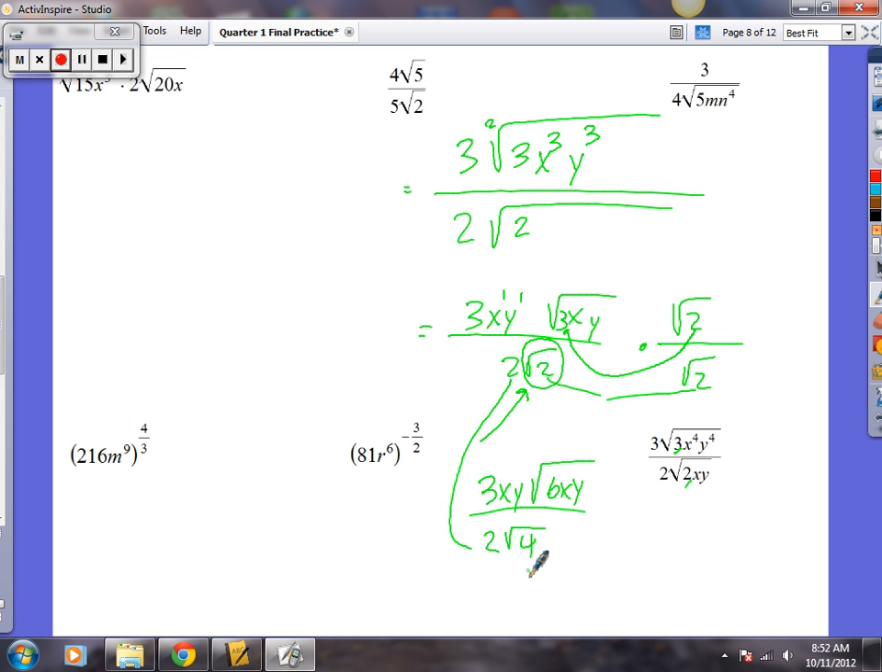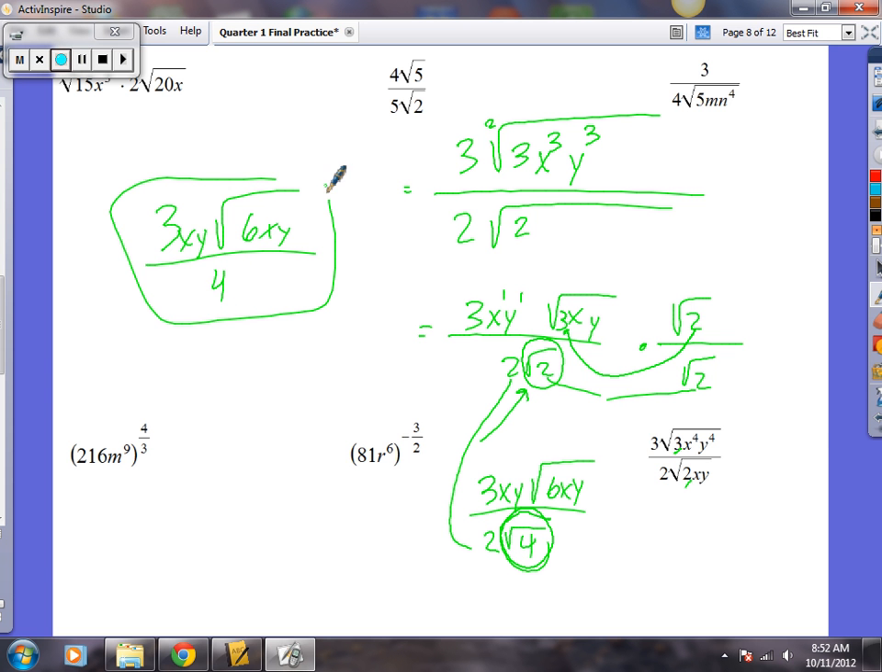Okay, now this is awesome because you just created a perfect square. What is the square root of 4? So your final answer, you're going to have 3xy times 6xy underneath the radical. And then on the bottom you're having a 2 times a 2, which is a 4. Okay.